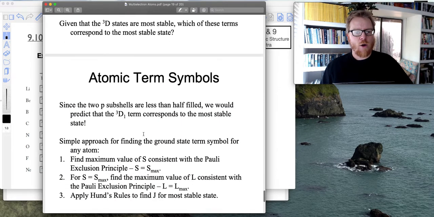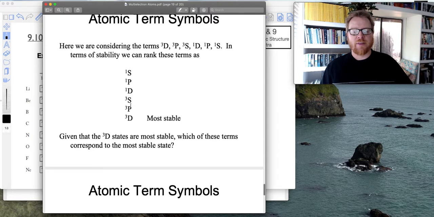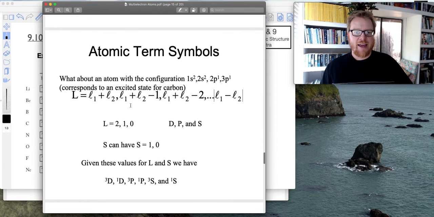And so now, it says, since the 2p subshells are less than half filled, we would predict the triplet D1 term corresponds to the most stable state. That's because, in this example, I lied. They actually did give us that electron configuration, okay?